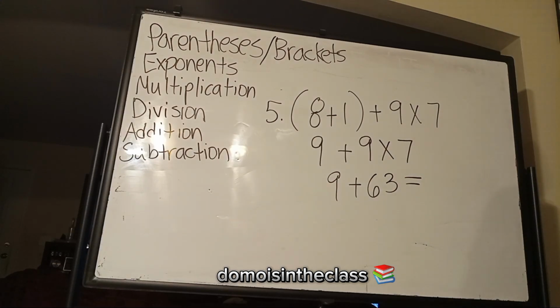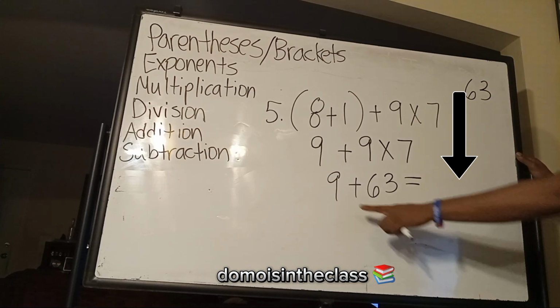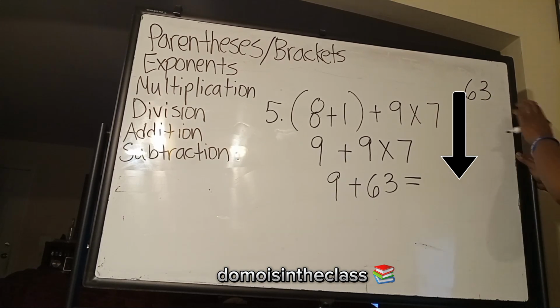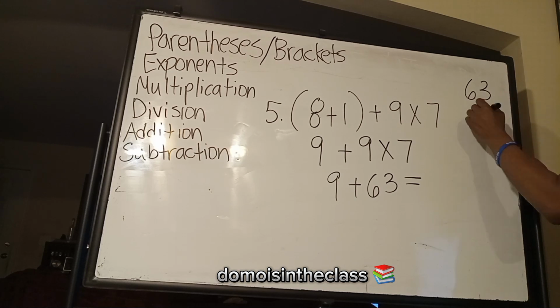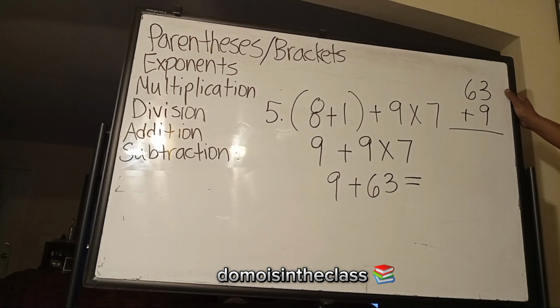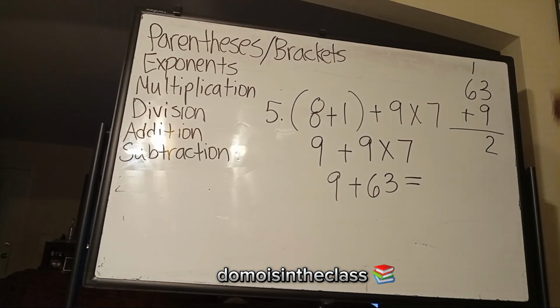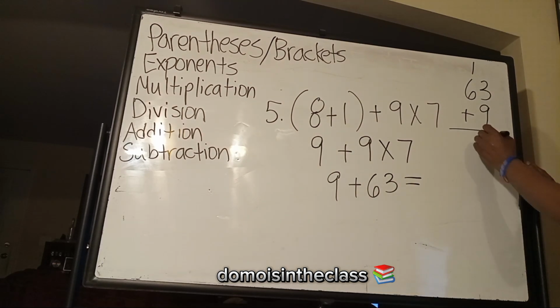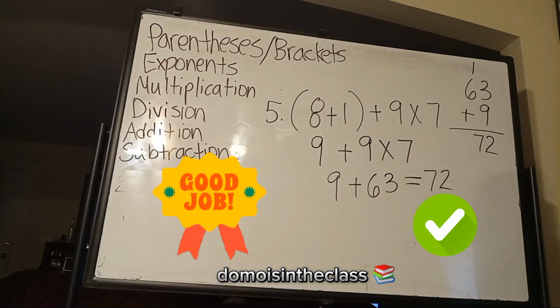So 63 plus 9 is always easier to write it vertical. So you keep it like this for the problem, but you can always go to the side and work your stuff. So 63 plus 9. We have 9 plus 3 is how much? 12. There we go. We put the 2, we carry the 1. 1 plus 6 is how much? 7. There we go, 7. So we get an answer of 72. Great job.